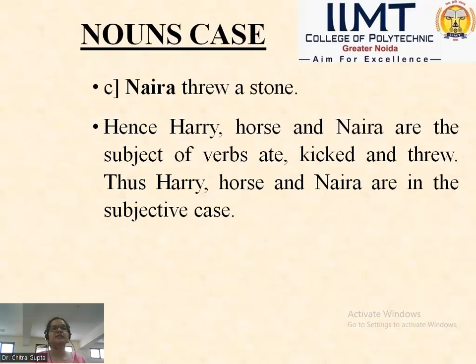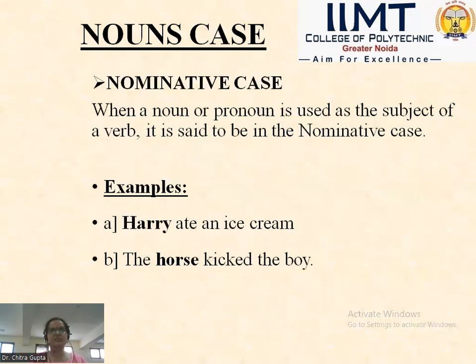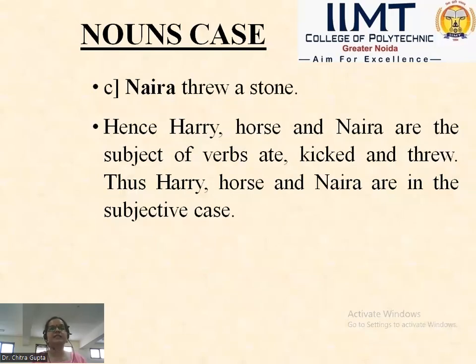Third example, Naira threw a stone. Again, Naira is the subject in the sentence and threw is the verb. So in brief, Harry, horse, and Naira are the subjects of the verbs: first one is ate, second one is kicked and threw. Thus Harry, horse, and Naira are in the subjective case or the nominative case.